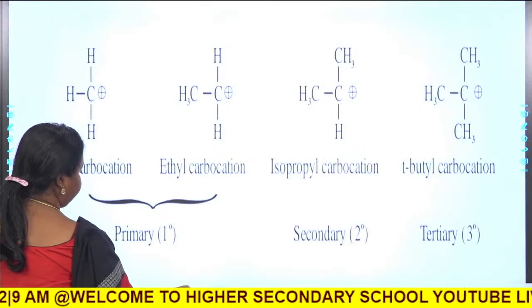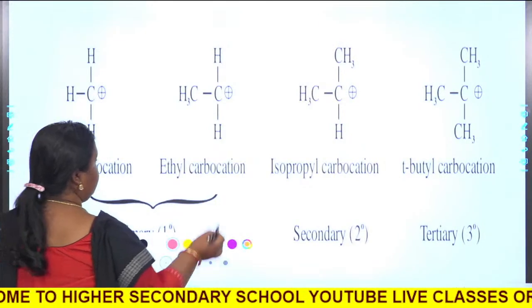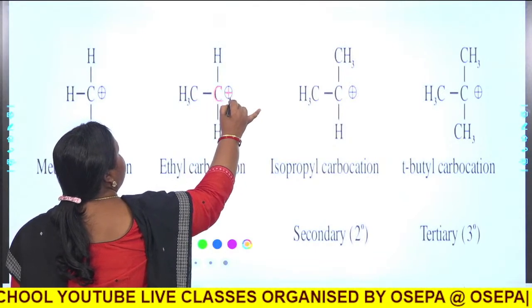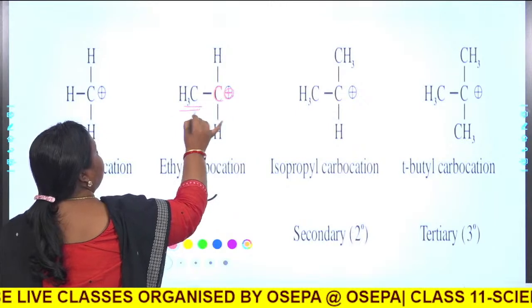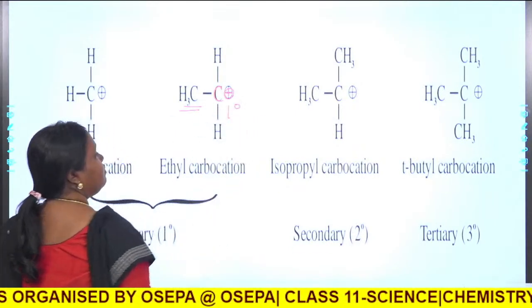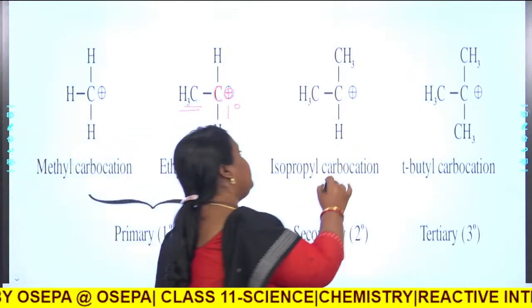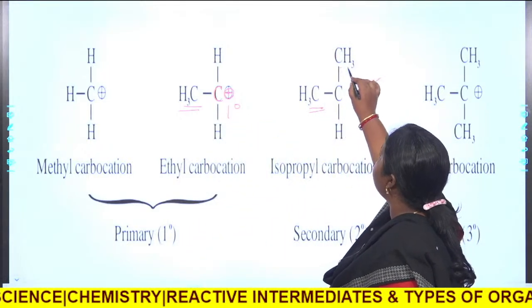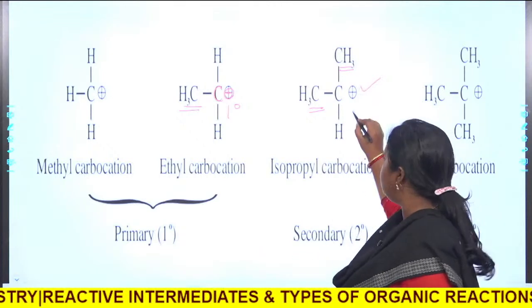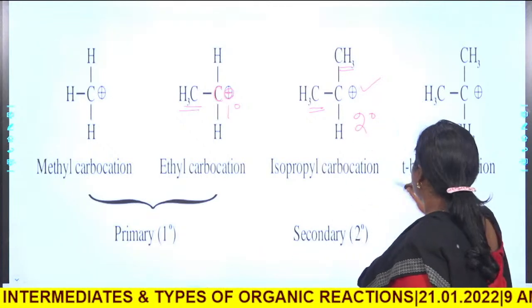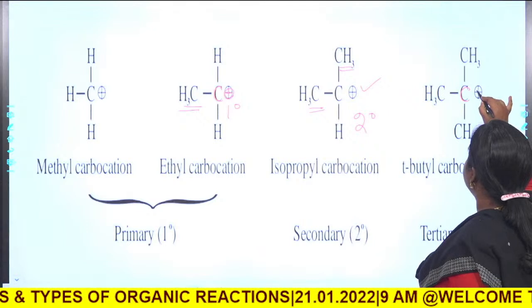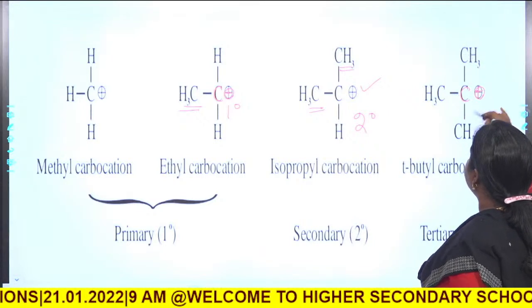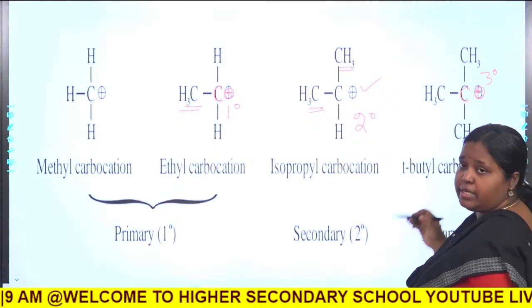Let's see here, this carbon is having a positive charge and this is attached to one carbon only. So, this degree is 1 degree. Here the carbon which is having a positive charge is attached to 2 other carbon atoms, hence its degree is secondary carbocation. Here this carbon which is bearing positive charge is actually attached to 3 other carbon atoms, hence its degree is tertiary.